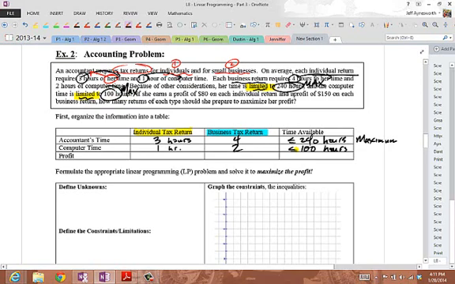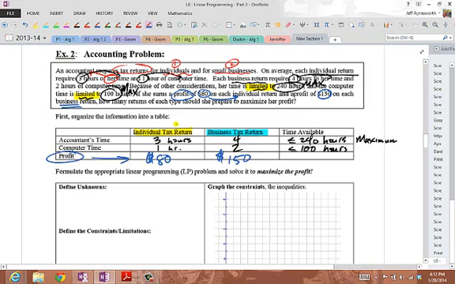Now the profits on each are different too. It's $80 profit on an individual return and $150 on a business return, because they're bigger, they take longer, and require more time on her part and more computer time. So they're going to be worth more. You're going to get more profit here, so remember that. That's going to give us our objective function.